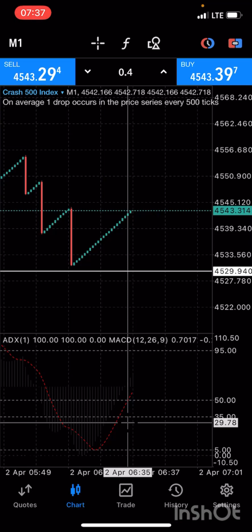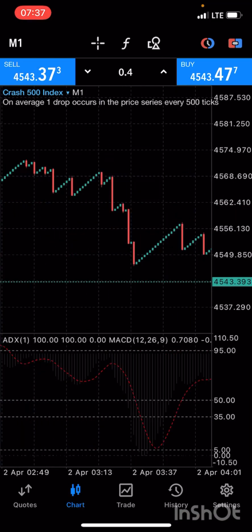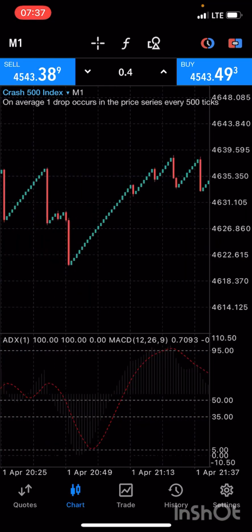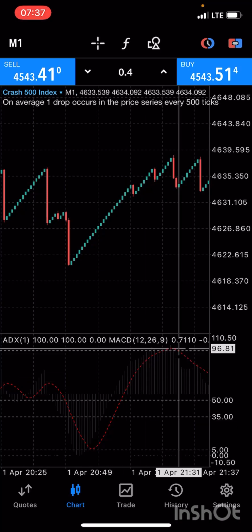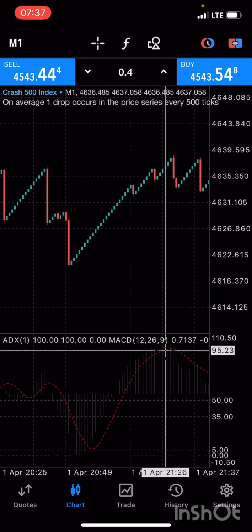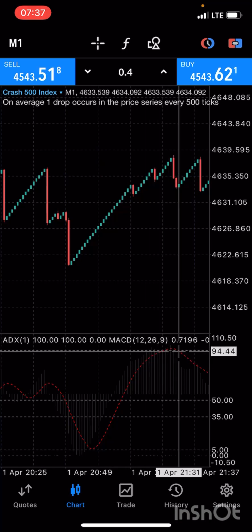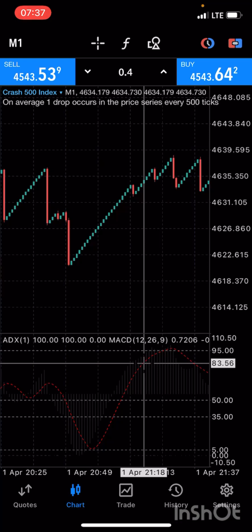If you're trading this Crash 500, if you want to sell this market, it's not even hard. You just wait for the market to get to level 95. When it gets to level 95 or above, you're now going for a sell.